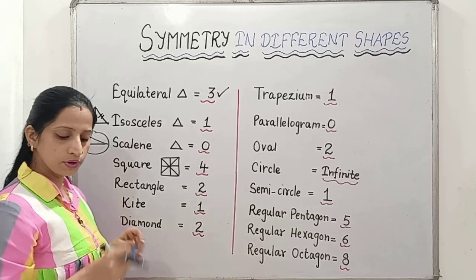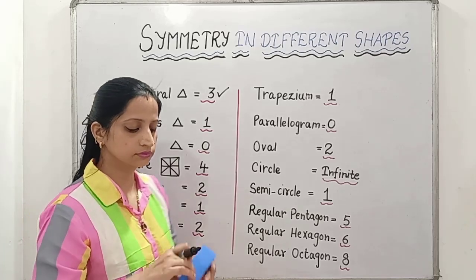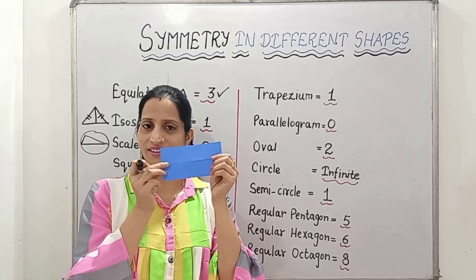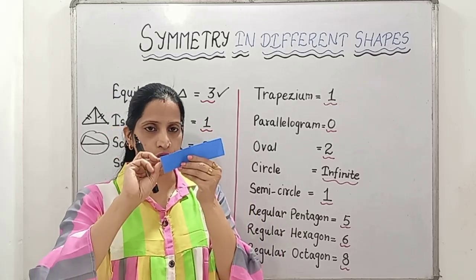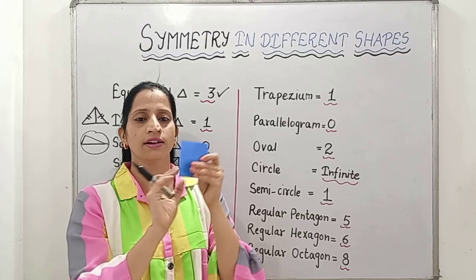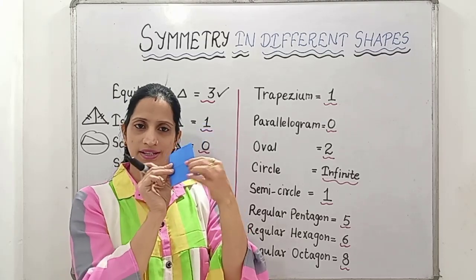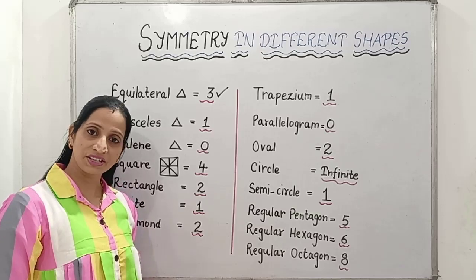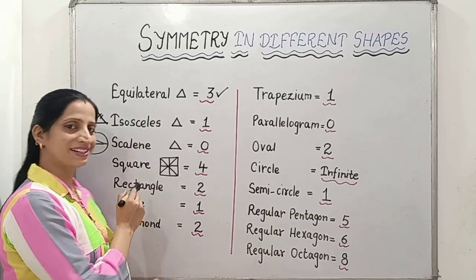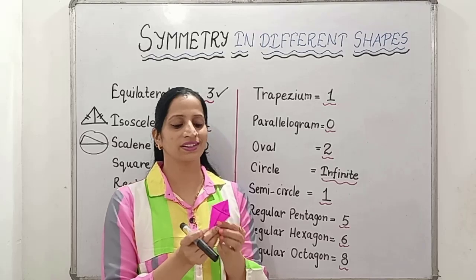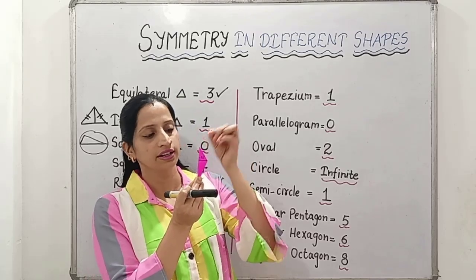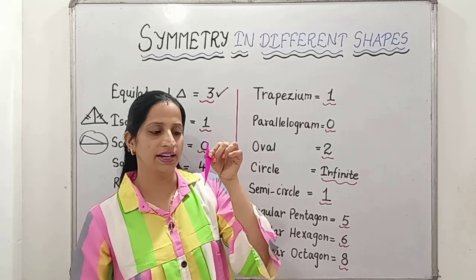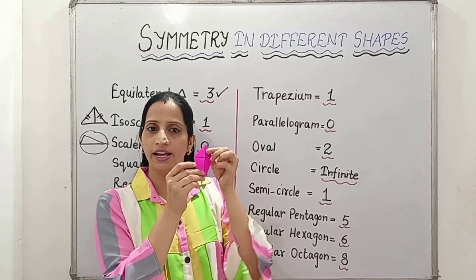Now moving on to rectangle. So this is a rectangle. A rectangle has only 2 lines of symmetry. Horizontal line of symmetry and vertical line of symmetry. Okay. Now the next shape is kite. So this is a kite. A kite has only 1 line of symmetry, and that is a vertical line of symmetry.